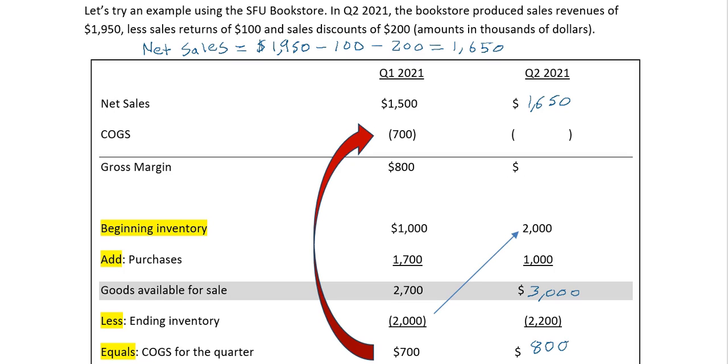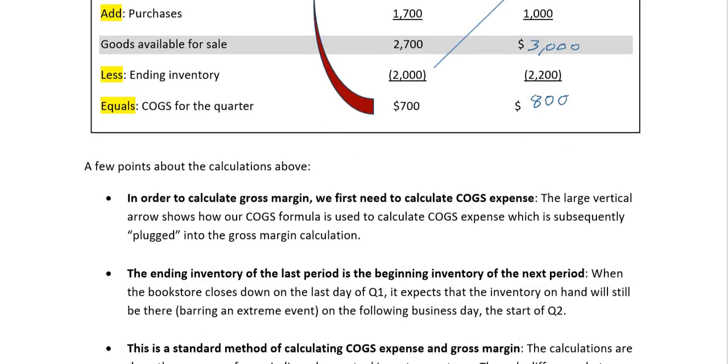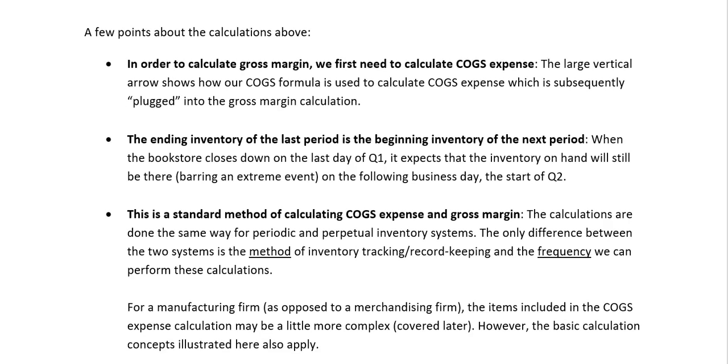Now, once again, we've done this set of calculation. We can go ahead and bring that number all the way up to fill in the COGS. And then we can do our gross margin calculation, 1650 in net sales, 800 in cost of goods sold. We get a gross margin of 850. So that looks good. We'll go ahead and scroll down and make a few conclusions about what we just did.